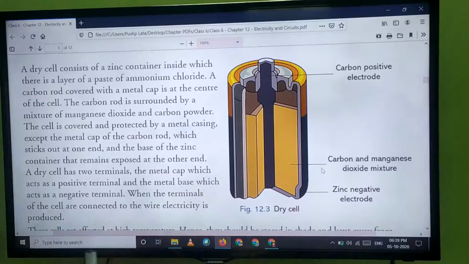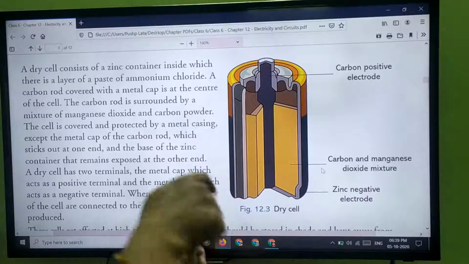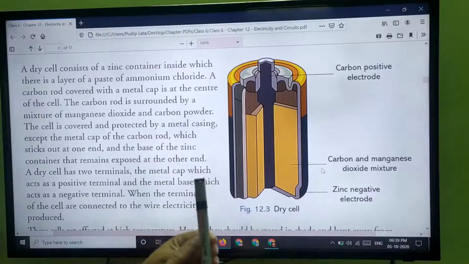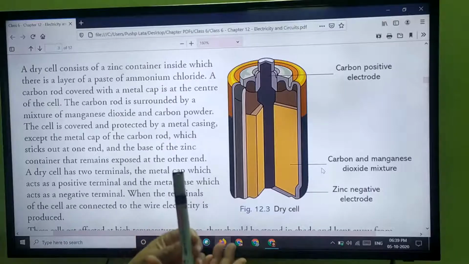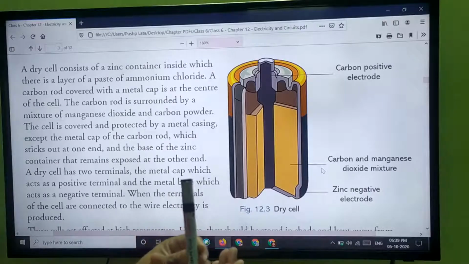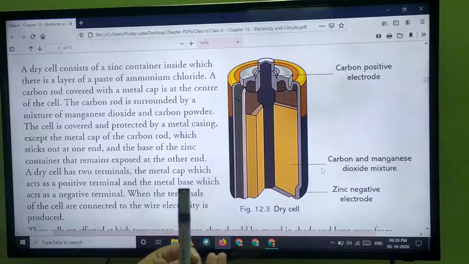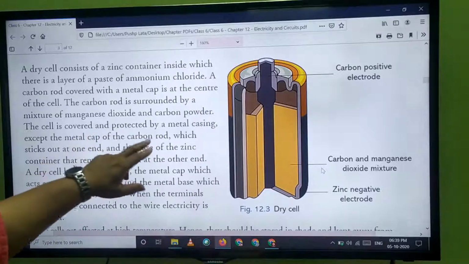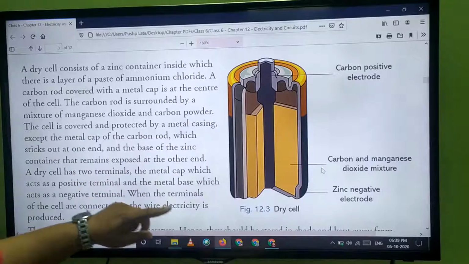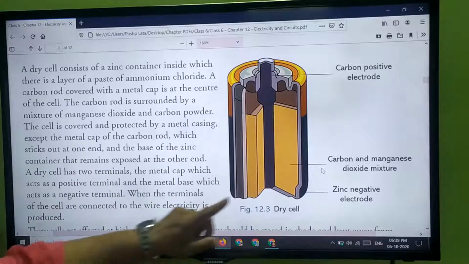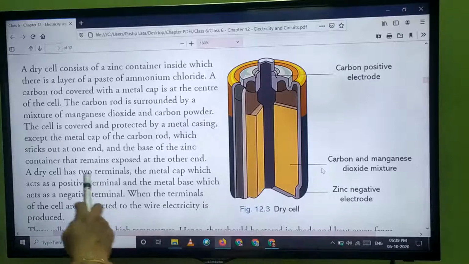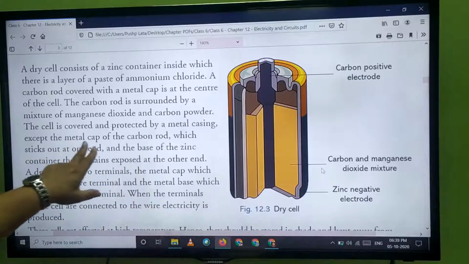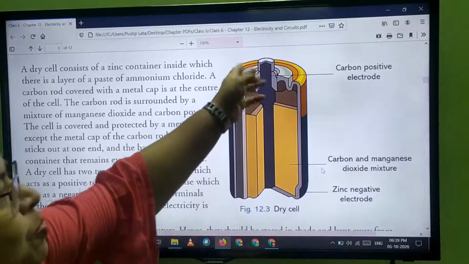A metal case is around that rod, surrounded by the mixture of the chemicals, and this whole rod and chemical mixture is packed in a metal case. Okay, so that metal case is actually made up of zinc. Now this metal cap of the carbon rod is projecting outside.